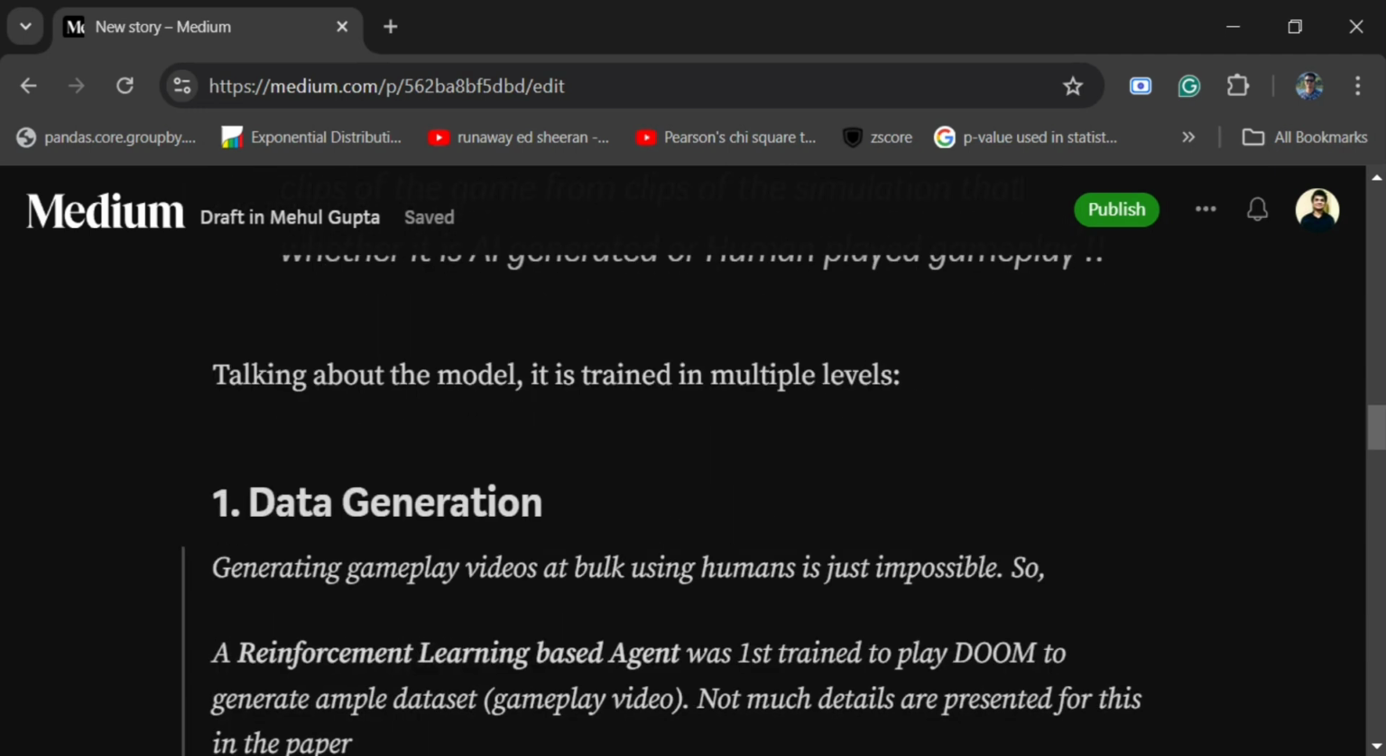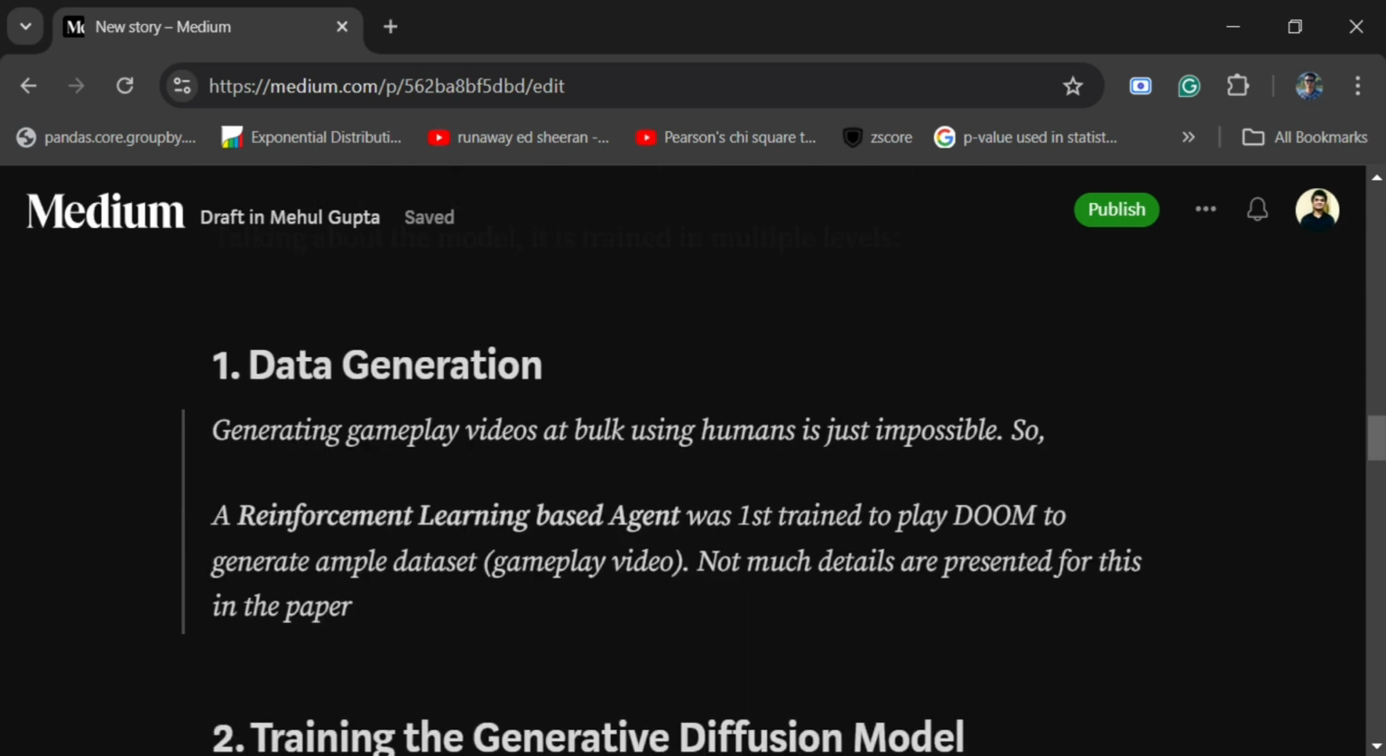Now we will talk in a little detail about how the model is developed, how the data generation has happened, and a little bit about the architecture. We won't be jumping deep into the architecture, else it would become very complicated. So talking about the data generation, to train any deep learning model, you need loads and loads of data, especially when you are dealing with video datasets.